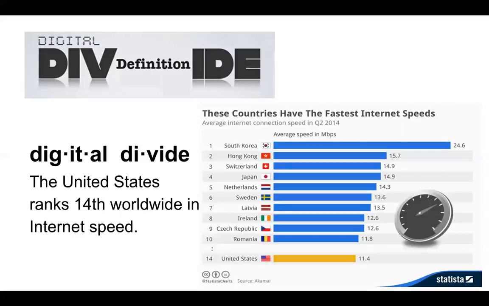So I think this graph effectively shows that although the U.S. is thought to be so advanced and leading in the technology age, we are ranked 14th behind 13 other countries. This helps to show and make sense of this digital divide in our nation.